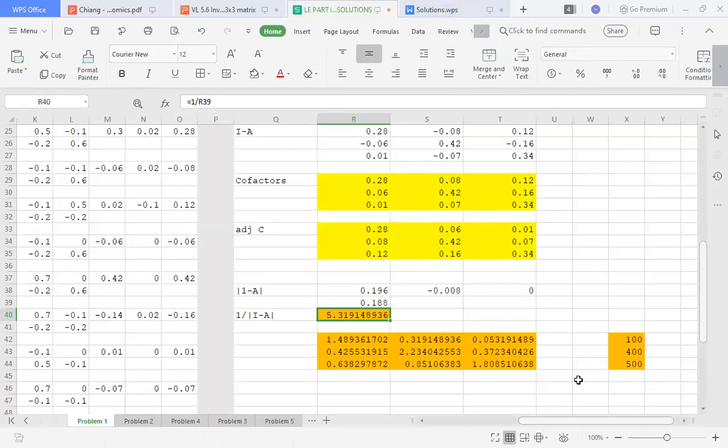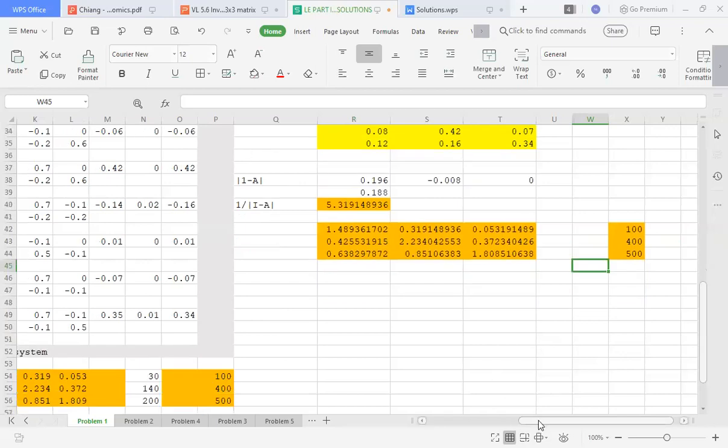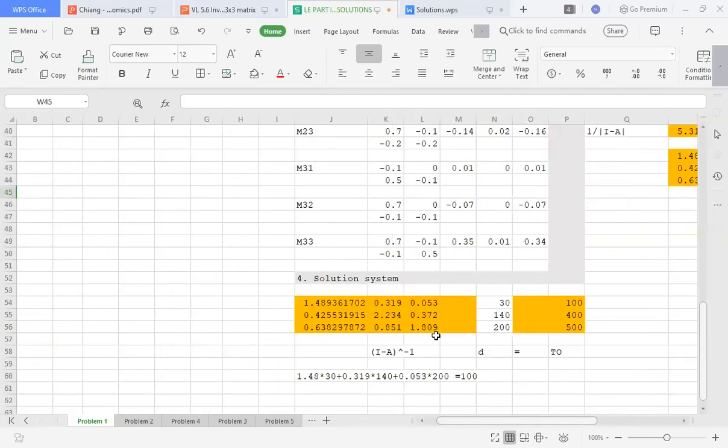Okay, so in that case, let me just go through this one. The solution system would be equal to this. This is our inverse. This is our Leontief inverse. So Leontief inverse again is I minus A raised to the power of -1. We multiply it to D. D here is our total final demand. And this one is our total output.